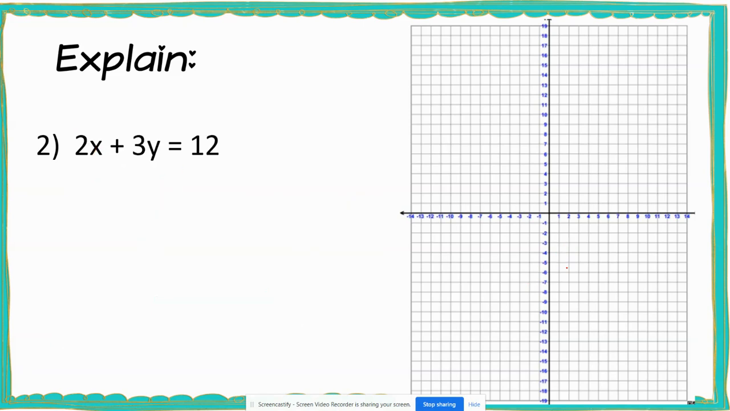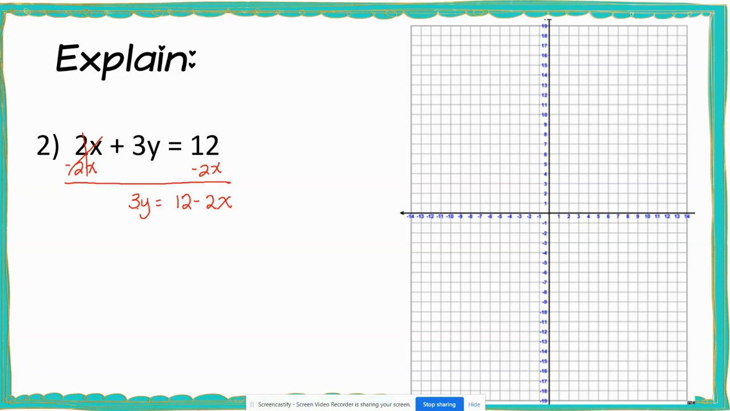Number 2 says 2x plus 3y equals 12. We want y by itself, so the first thing we need to do is get rid of our 2x. That's a positive 2x, so we are going to subtract 2x from both sides of this equation. 2x minus 2x cancels to leave us with positive 3y, and then we have 12 minus 2x.